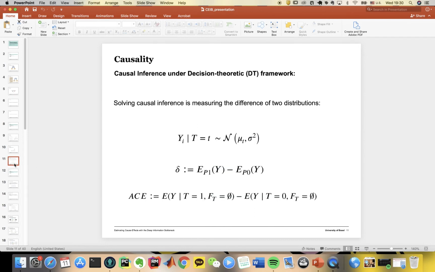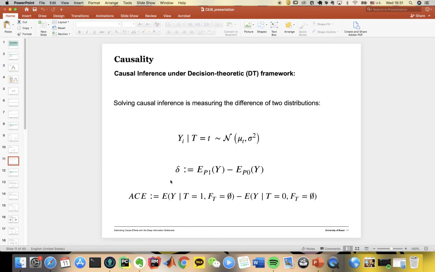As I said, my project goal is to solve causal inference in the decision theoretic framework. The DT framework basically means that we only have two hypotheses: either patients are treated or untreated. That's why our treatment variable is binary, either 0 or 1. The causal inference means we're measuring the differences between these two hypotheses. In this case, we assume the distribution of the effect is a normal distribution in the simple case.